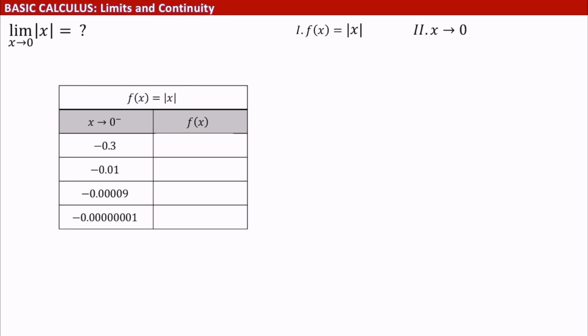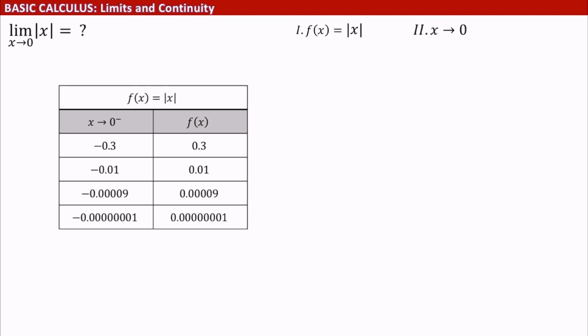Let's have our f of x column. Substituting negative 0.3 to our function, we have 0.3. Substituting negative 0.01, I have 0.01. Substituting the third value, I have 0.00009. And lastly, substituting the last value, I have 0.00000001.